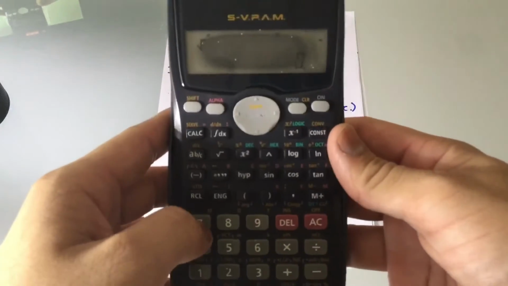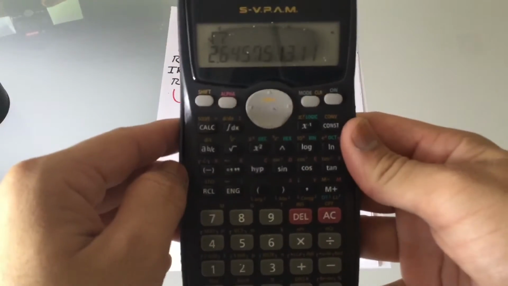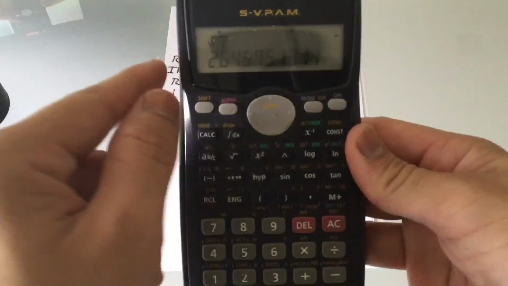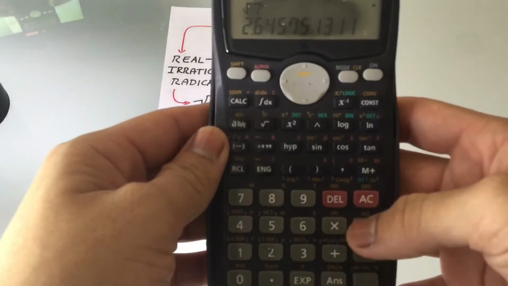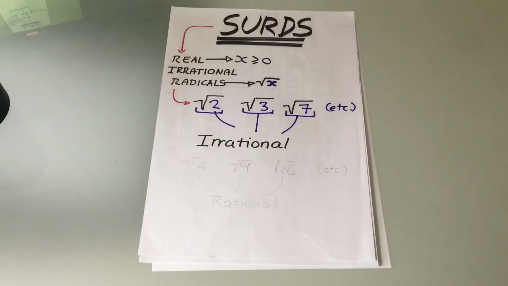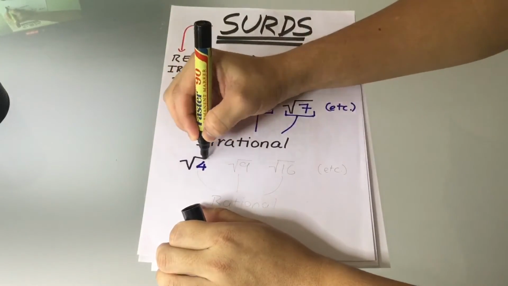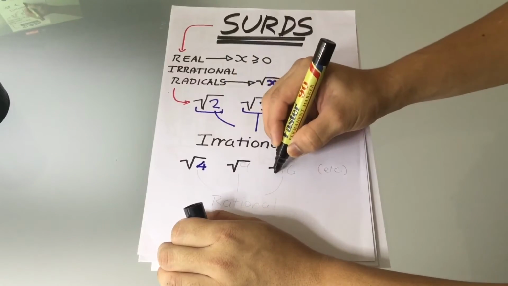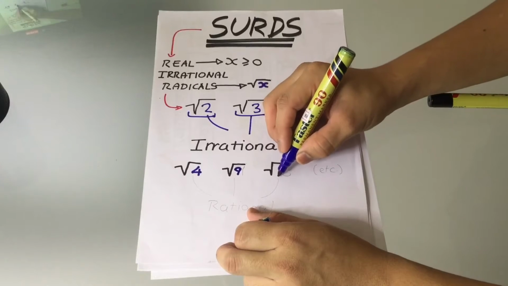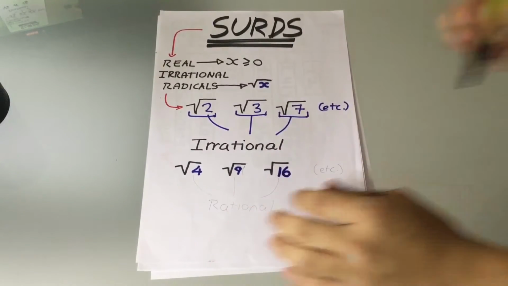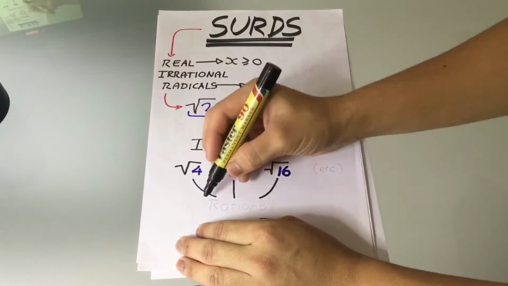Now we'll go to square root 7. Let's do the answer here. Now we should press that button to get the fraction or any whole number, but it's not coming out as well. That also means it's an irrational number. So these are three examples of irrational radicals. Now we're going to the three examples of rational radicals: square root 4, then square root 9, and square root 16. So these are three examples of rational radicals.